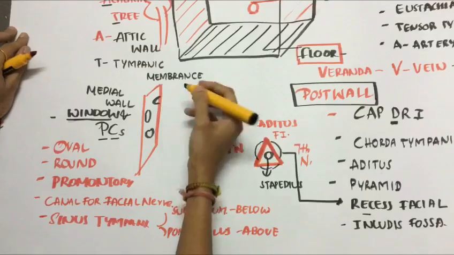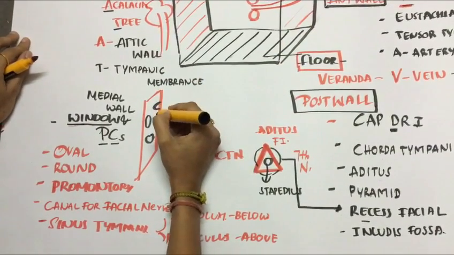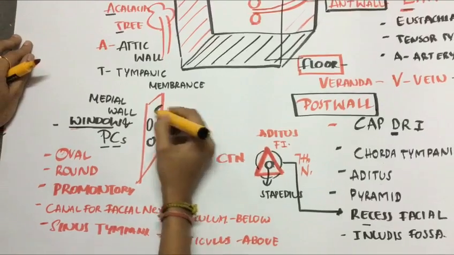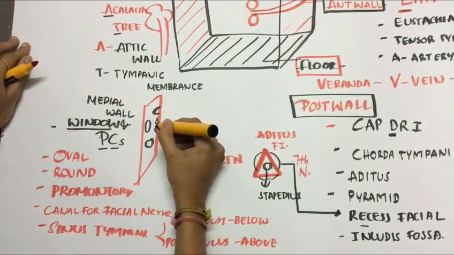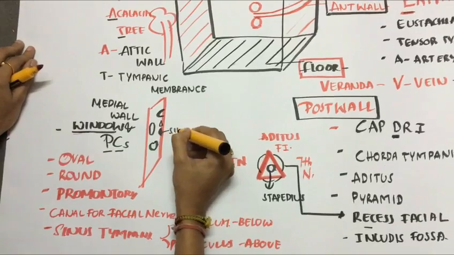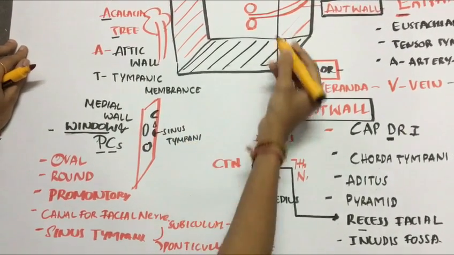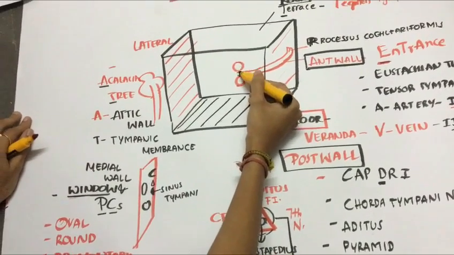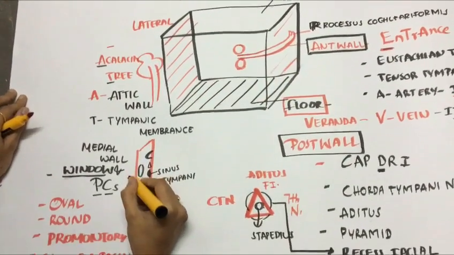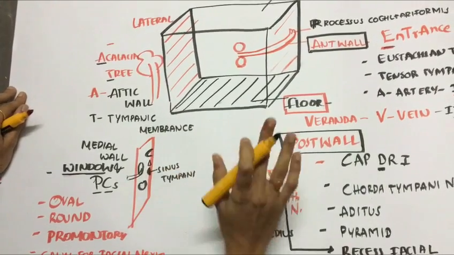It is medial to the pyramid. The pyramid is the junction between the posterior and medial wall. Medial to this, there is the sinus tympani. This is the sinus tympani. Here, the processus cochleariformis travels from the anterior wall to the anterior of the oval window. Processus cochleariformis.